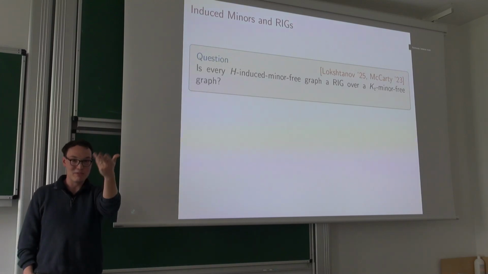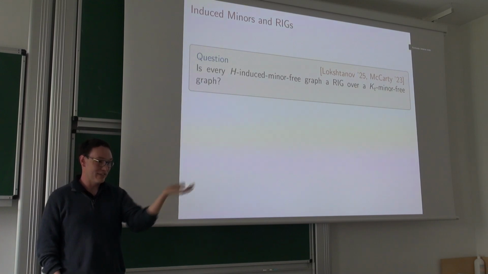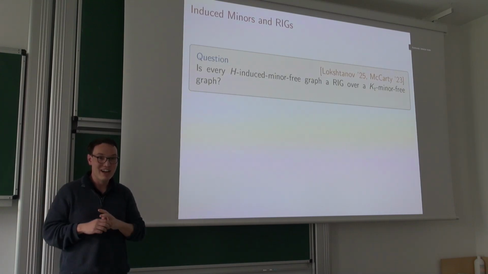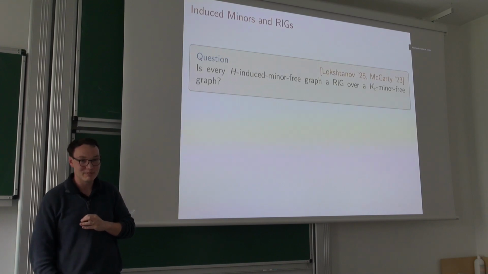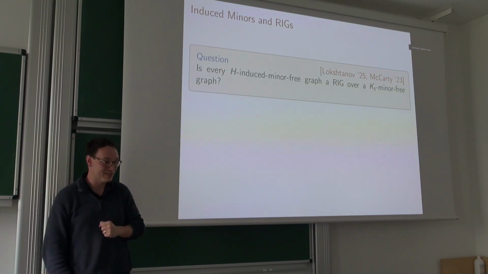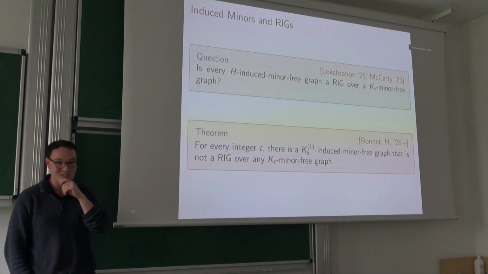So, for instance, I know Martin is in the audience, and so this would imply that if you exclude a graph H as an induced minor, then you are chi-bounded by known results. And so people in chi-boundedness would very much be happy if this was true. But unfortunately, this is false.